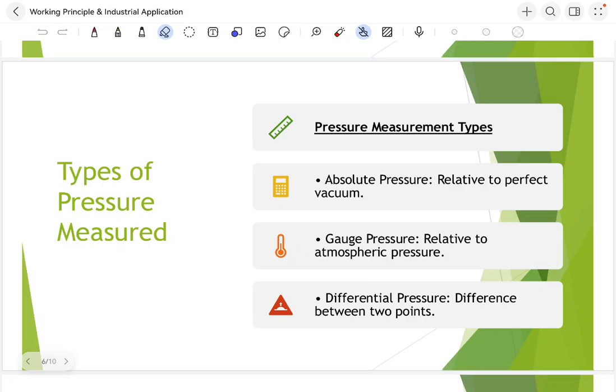Now, the pressure measurement types include the absolute pressure, which is relative to a perfect vacuum. We have also the gauge pressure, which is relative to the atmospheric pressure. And then we've got the differential pressure, which is the difference between 2 points.